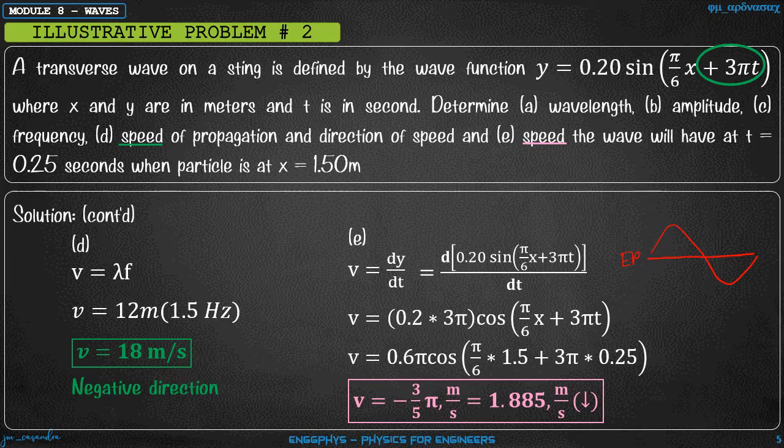So it is moving in the negative direction. If we're going to solve for our y also, we will know where it is. If I compute for y, the y is equal to 0. Meaning, our particle is at 0, at x equal to 1.5, and this is at time equal to 0.25 seconds. So it is moving downwards.